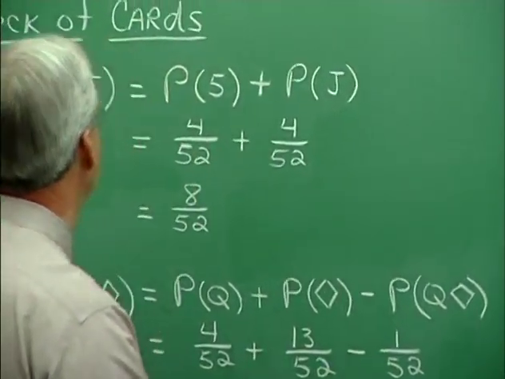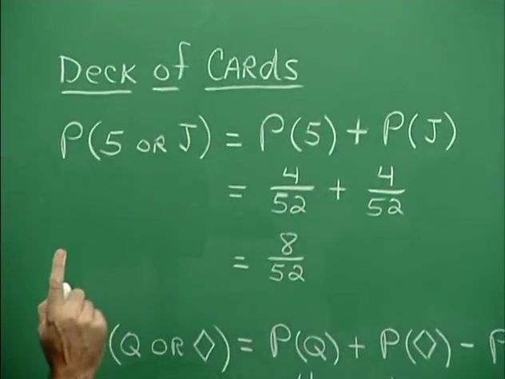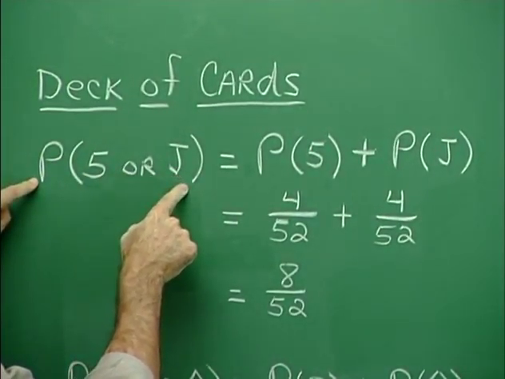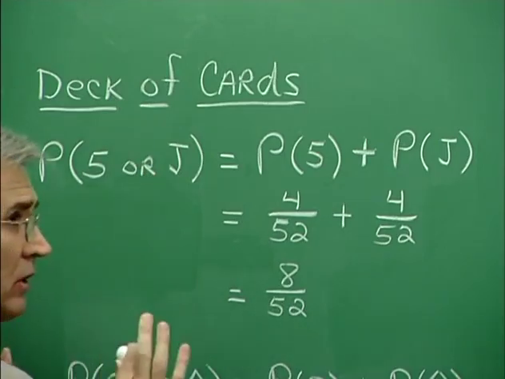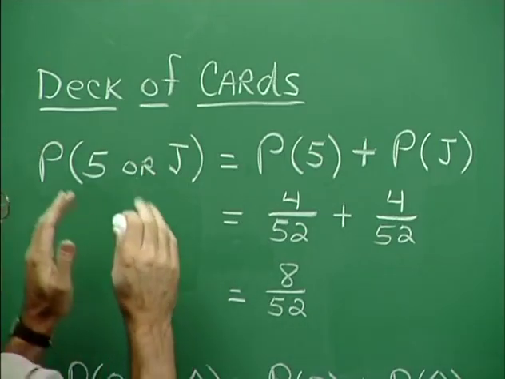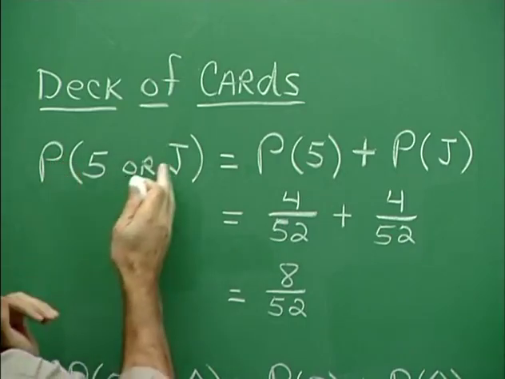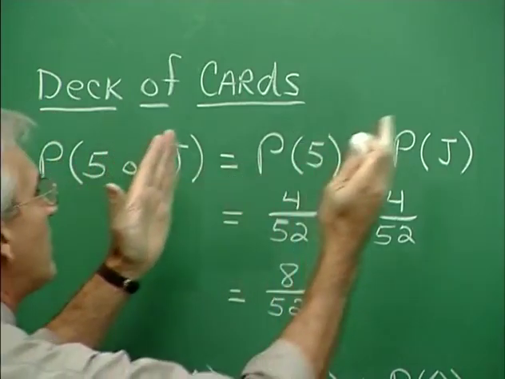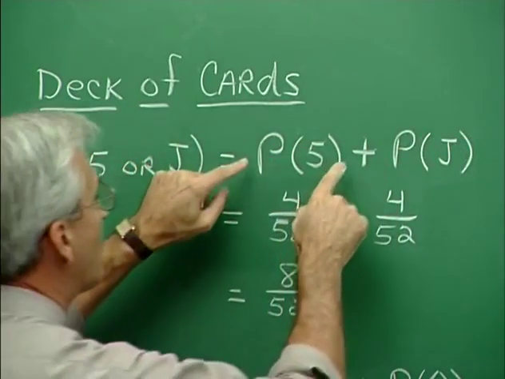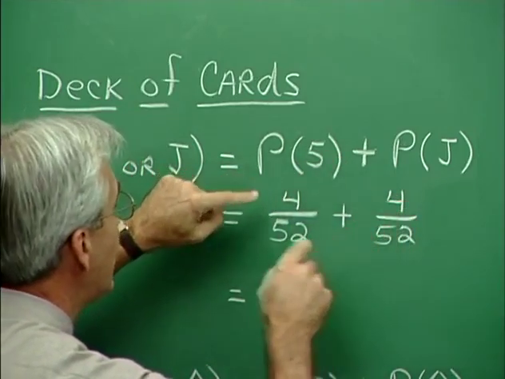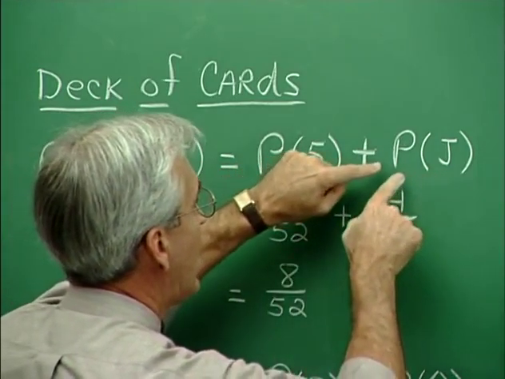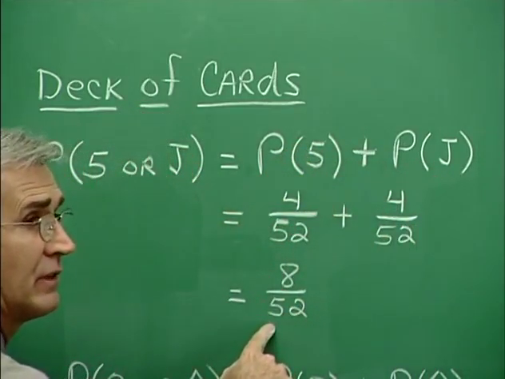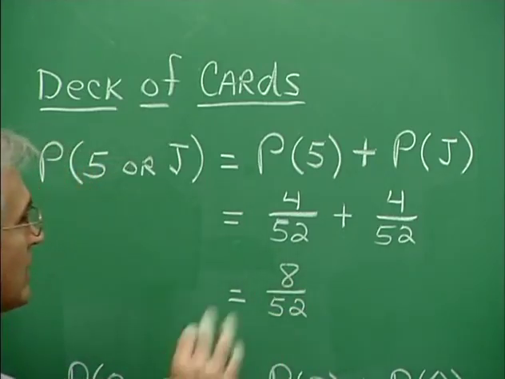Consider this problem. We have a deck of cards, and we want to calculate the probability of drawing a 5 or a jack. Now, one way to make the calculation is like this. We can just add the separate probabilities of the 5 and the jack. That is, we find the probability of drawing a 5 and add the probability of drawing a jack. Since there are 4 5s in the deck, the probability of drawing a 5 would be 4 in 52. Same idea with the jack. There are 4 jacks, so the probability of drawing a jack would be 4 in 52. Adding, we get 8 over 52. We could reduce a bit, but let's not worry about that.